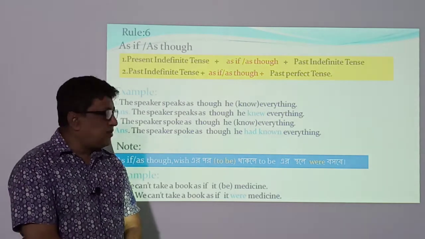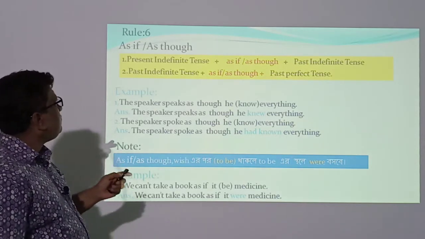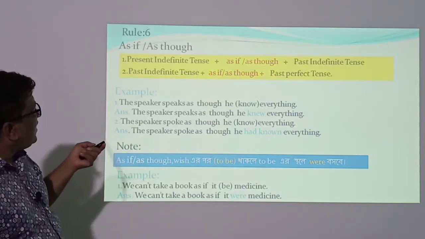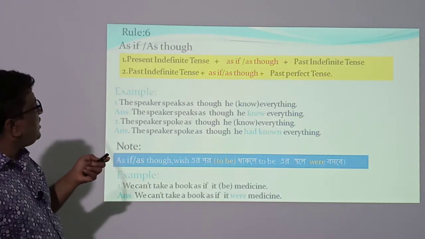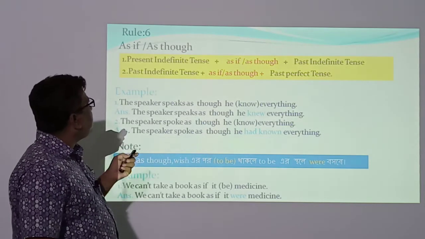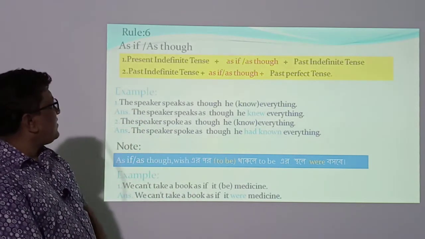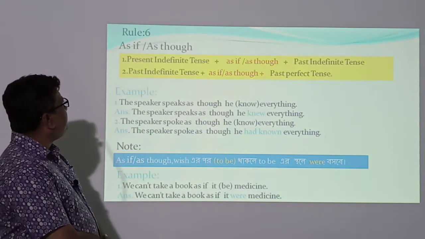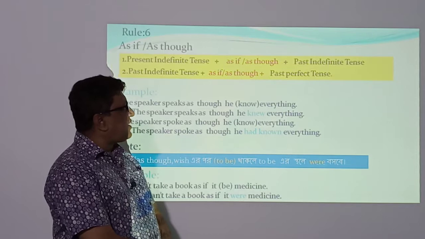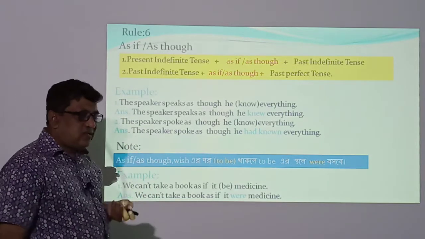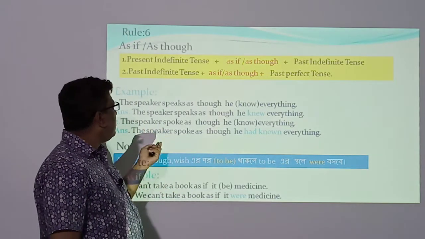Rule 6: as if, as though. We can notice two types of use in the matter of as if or as though. First one: present indefinite tense plus as if or as though plus past indefinite tense. Number 2: past indefinite tense plus as if or as though plus past perfect tense. Now we will look at examples to clarify these two things.